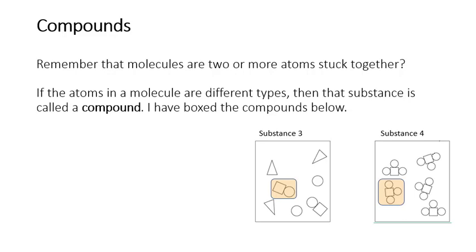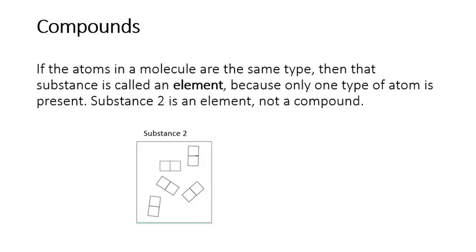If the atoms in a molecule are the same type, then that substance is called an element because only one type of atom is present. So substance 2 is an element and not a compound.